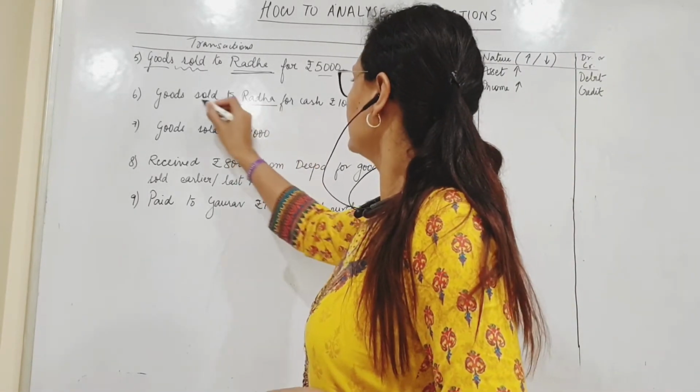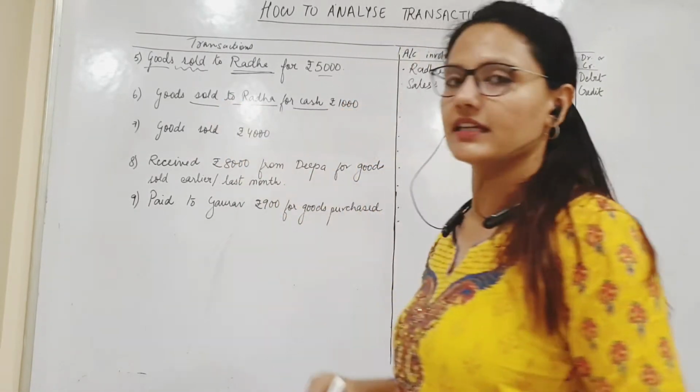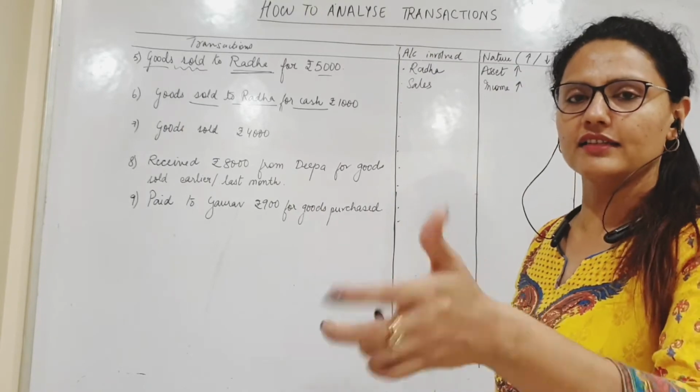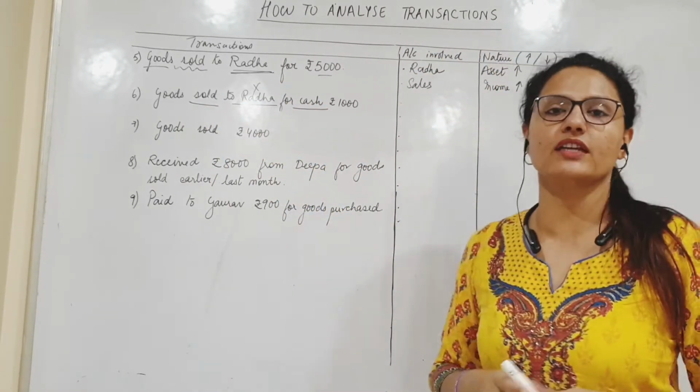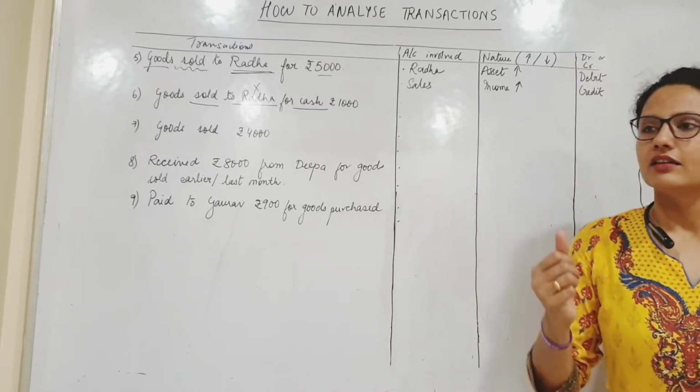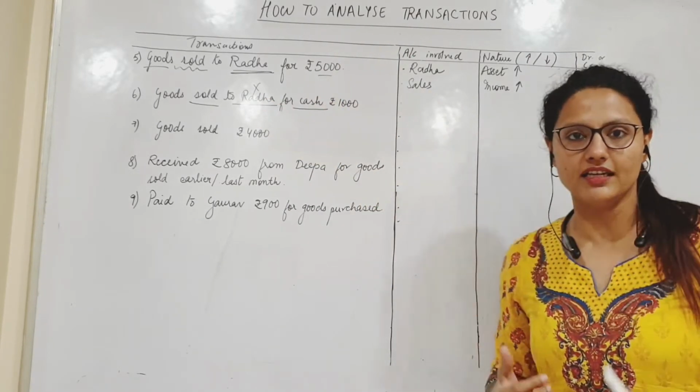गुड सोल्ड टू राधा फॉर कैश. राधा भी है, सेल्स भी है, कैश भी है. किसको छोड़ना है? राधा को छोड़ना है. रिडंडेंट, बिकॉज सेल और कैश कंप्लीट हो गया. कैश ट्रांजैक्शन, गुड्स दिया, cash लिया.